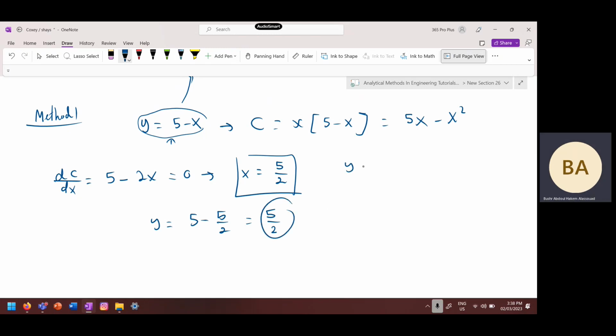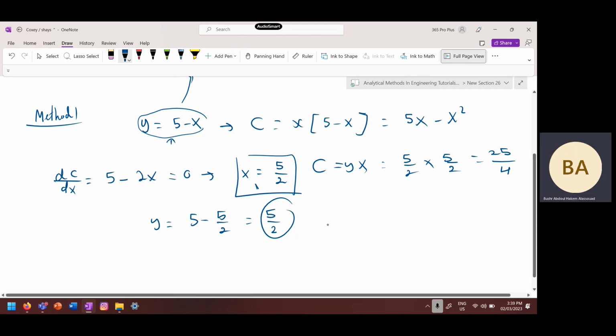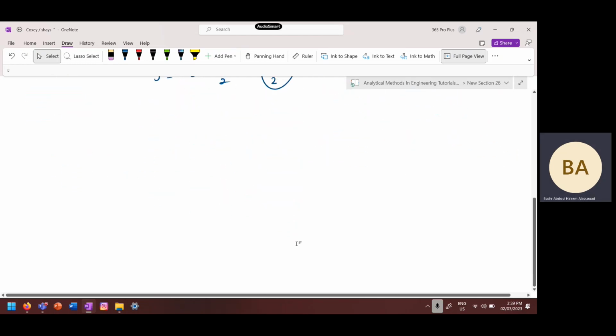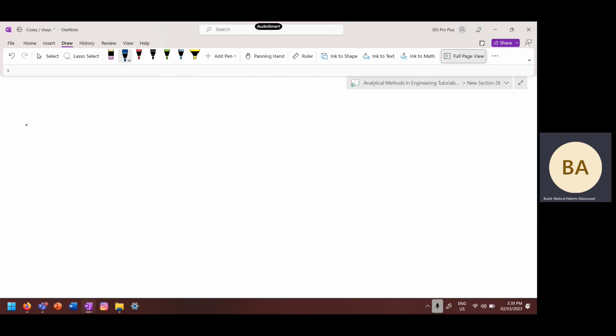Now you have these two values, y and x. We need to substitute them in the cost function to know what's the maximum or the minimum, depending on the problem, possible using these two numbers. So you'll have 5 over 2 multiplied by 5 over 2, you'll get 25 over 4. Okay, you can see that's easy. So that's the solution of the problem using the first method, the substitution method. Now method 2 is inapplicable. It's called the implicit method, but it's not working on this type of problem.